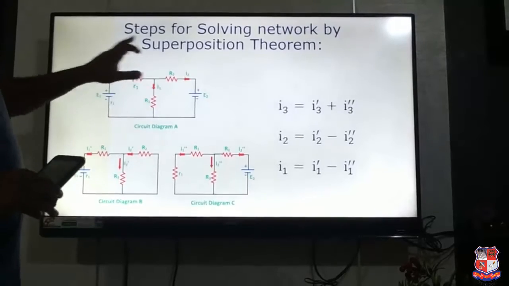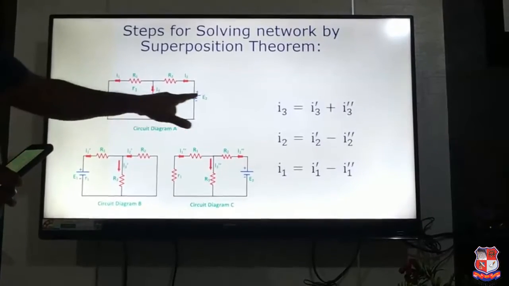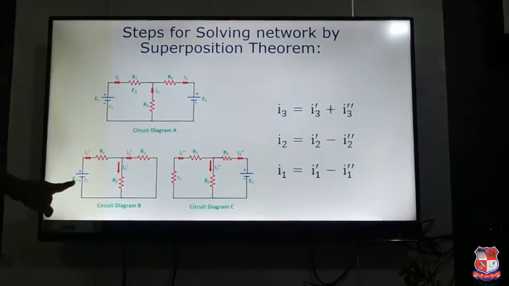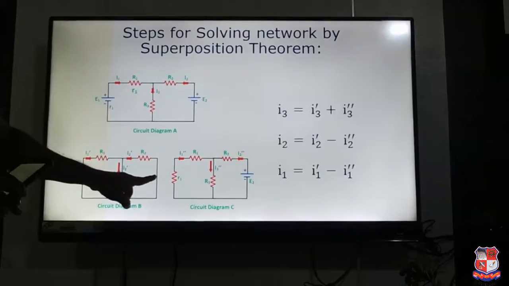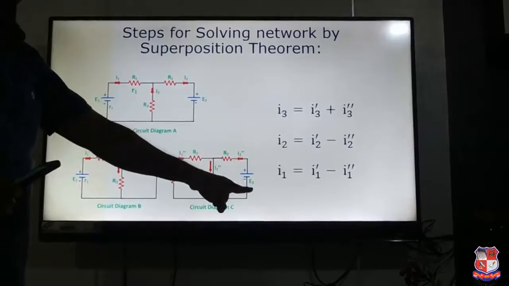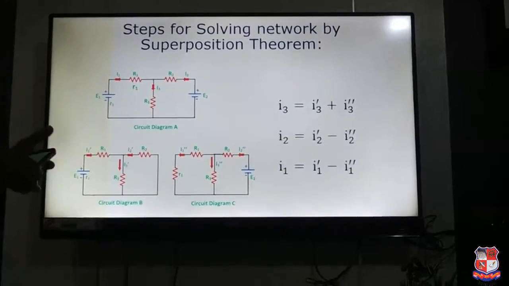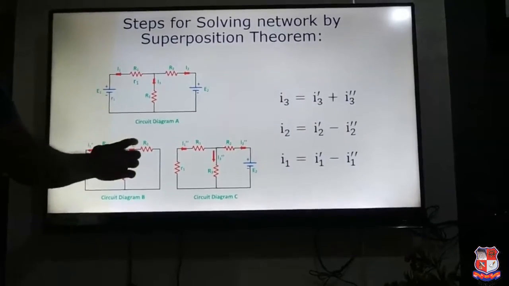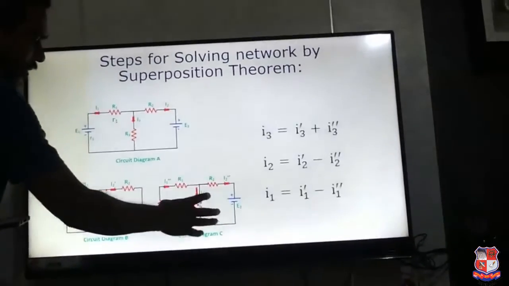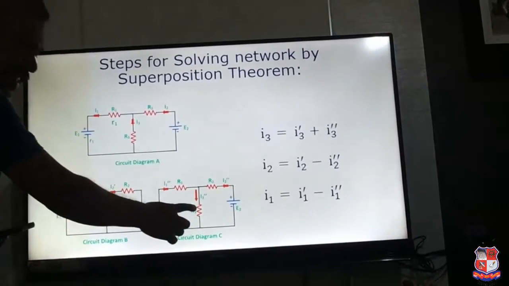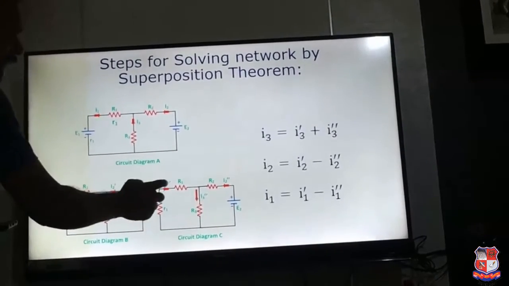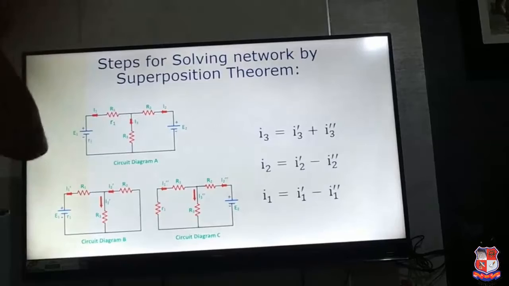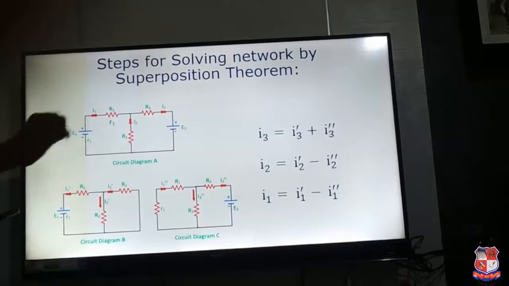So for this circuit, what happens? This is the main circuit in which two voltage sources E1 and E2 are given. This is the circuit in which only one voltage source E1 is applied and E2 is replaced. In this circuit only the E2 source is applied and E1 is replaced. Whatever current we got in this circuit is I1 dash, I2 dash and I3 dash. In these circuits we are getting I1 double dash, I2 double dash and I3 double dash. So we have to do the arithmetic sum of I1 dash and I1 double dash, likewise I2 dash and I2 double dash, and the algebraic sum of I3 dash and I3 double dash.